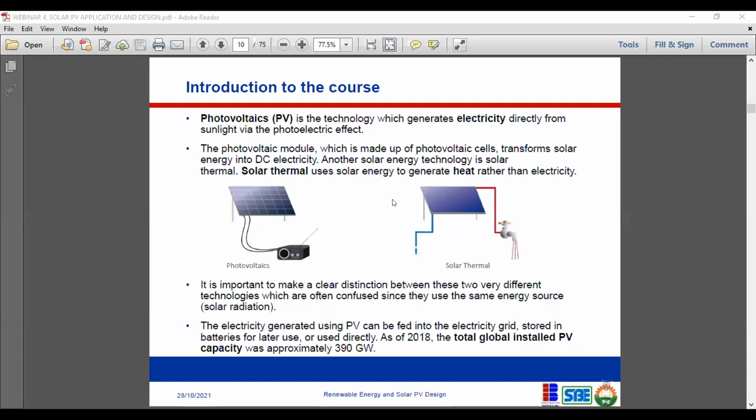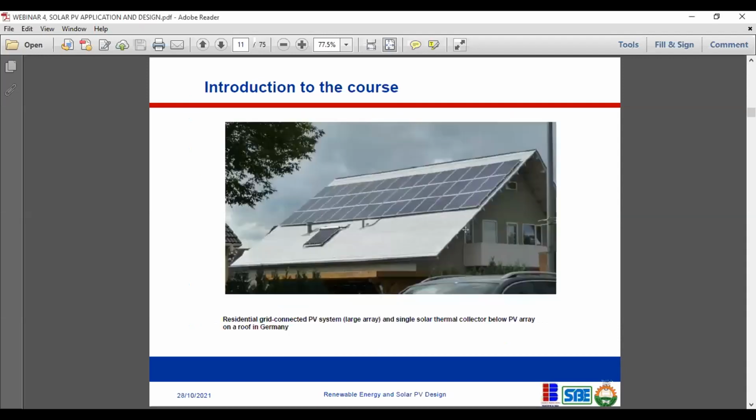Solar electricity generated using PV can be fed into the electricity grid, stored in batteries for later use, or used directly. As of 2018, the total global installed PV capacity was approximately 390 gigawatts. This has changed significantly. Here is just a pictorial representation of the two forms of energy directly from the sun. What you're seeing here is a solar array producing DC current, and here is solar thermal producing hot water from the sun.